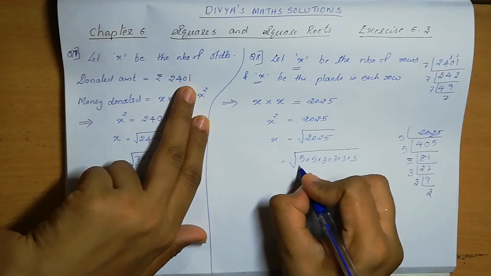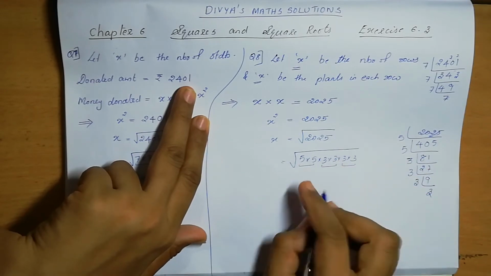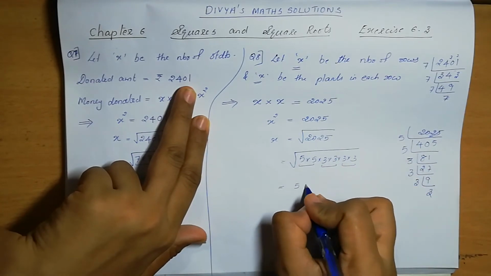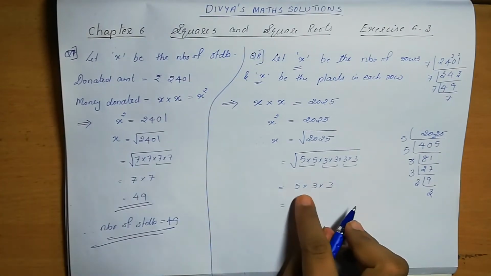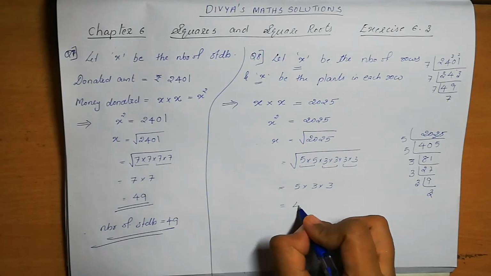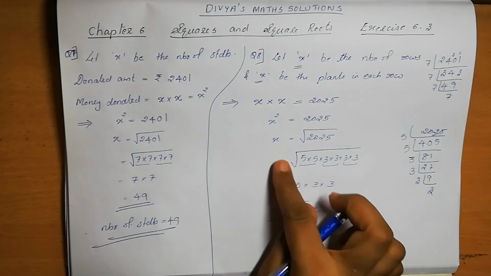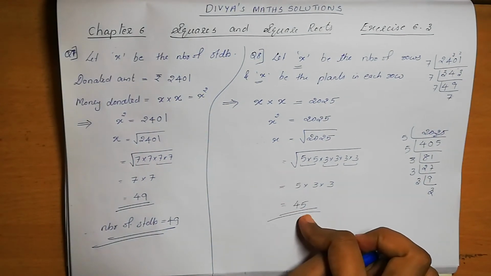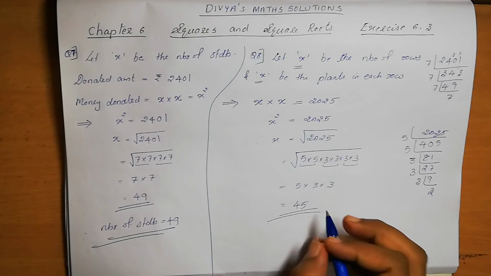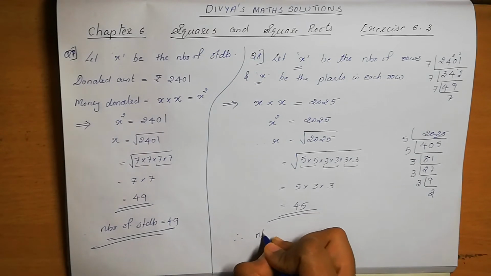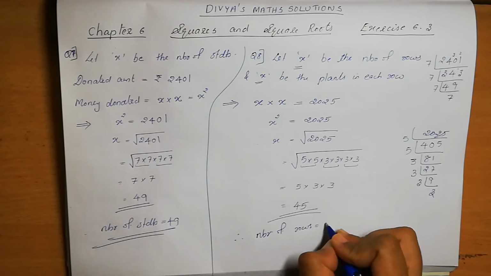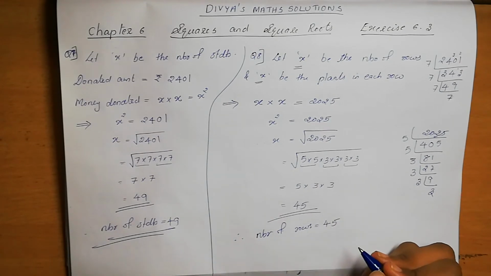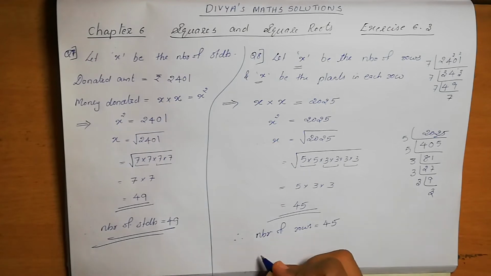Square root means 2 numbers we need to pair up. Then one number we can write outside. That means 5 into 3 into 3. 3 3s are 9. 9 into 5 is 45. So we got the value of x as 45. What did we need to find out? Number of rows. Therefore, number of rows equal to 45 and number of plants in each row is also equal to 45.